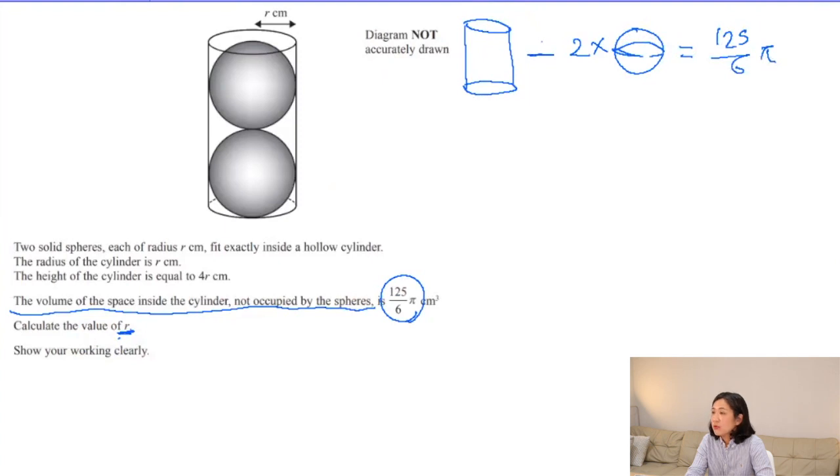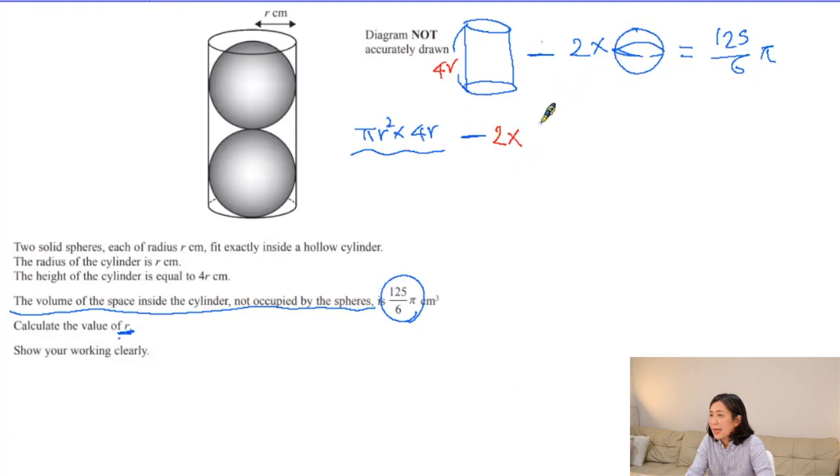I already give you the empty bit. That is 125 over 6 pi. Our final goal is to find the missing value of r. Let's try to find more information, because we can't just find the answer here. It says h is 4r. That's from the question. The volume of a cylinder is pi r squared h, but instead of h, let's put 4r. Then we come up with 4 pi r cubed.